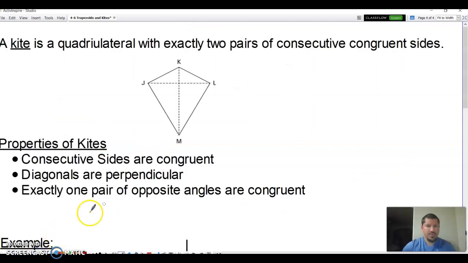Alright, moving on. So kite. It's a quadrilateral with exactly 2 pairs of consecutive congruent sides. So when we're looking at a kite, this is congruent to this, and this side is congruent to this side. So the properties: diagonals are perpendicular, so we have a right angle there, and exactly 1 pair of opposite angles are congruent. This angle is congruent to this angle. The congruent angles are always between or created by the non-congruent sides. Okay?